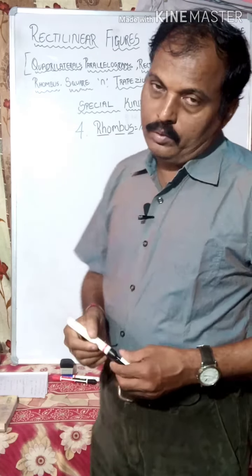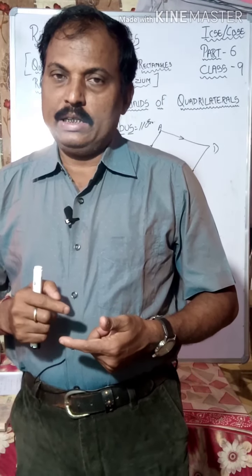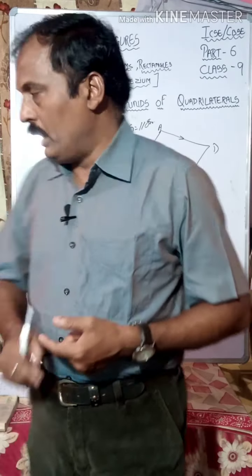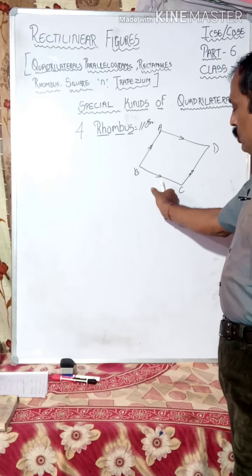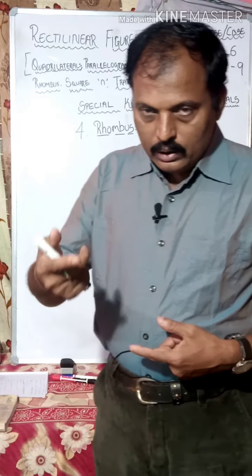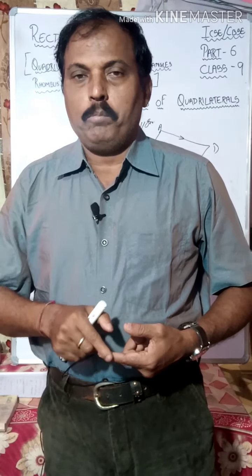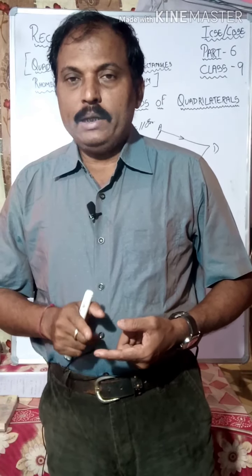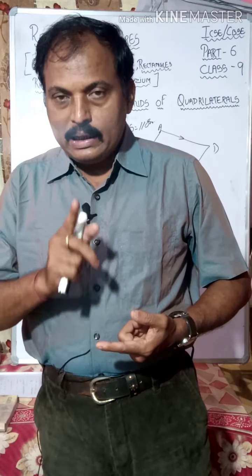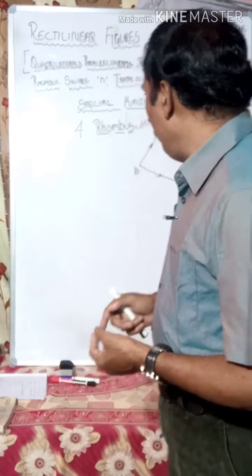According to the parallelogram definition, both pairs of opposite sides are parallel. So AB is parallel to CD, and AD is parallel to BC. So a rhombus is a parallelogram, but which special parallelogram is called a rhombus? In a parallelogram, if two adjacent sides are equal, then that parallelogram is a rhombus.